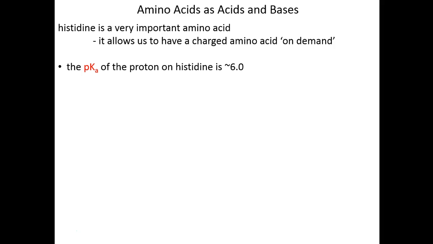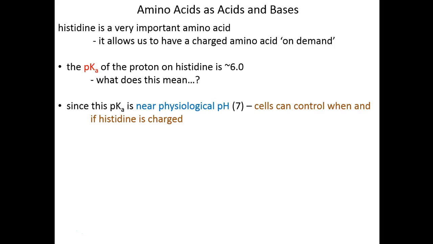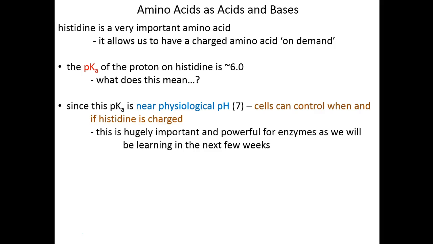And the reason for that is because of the pKa of that proton. The pKa of the proton that histidine can donate is about 6, close to neutral. What that means is that at the neutral physiological pH of 7, some of those histidines will have their proton and some will not. And so cells can control when histidine has its proton and is positively charged, and when it loses its proton and reverts to being neutral, by controlling the pH around that histidine. We're going to see how this is hugely important for enzymes as we delve into how enzymes do their jobs and what enzymes are. Many, many times it's important for an enzyme to be charged. Sometimes it's important for an enzyme to not be charged.